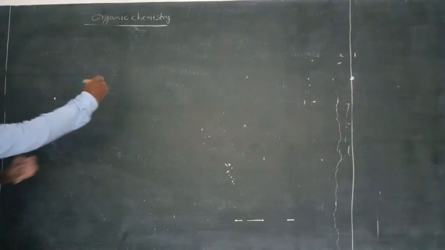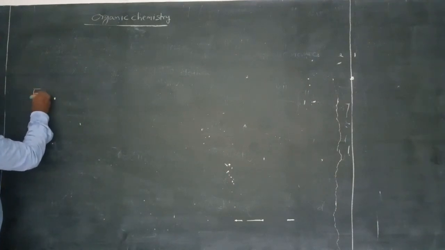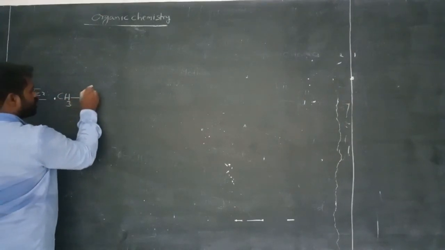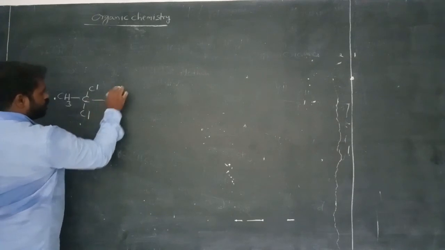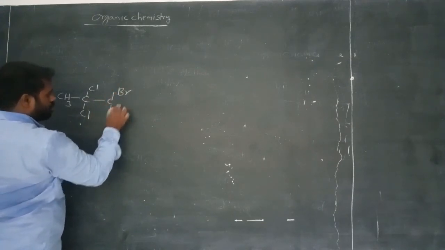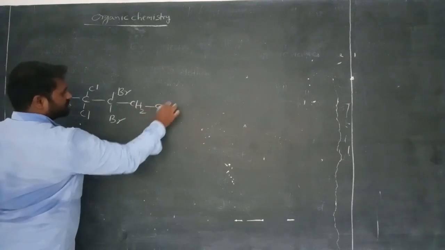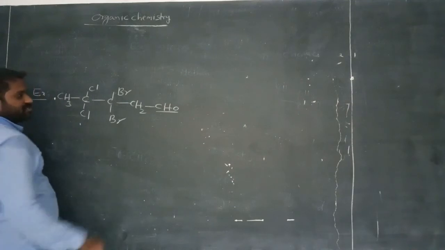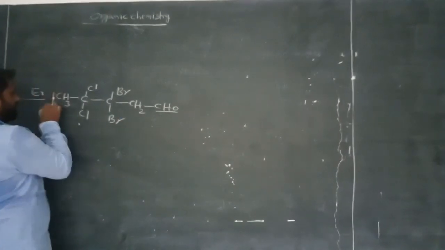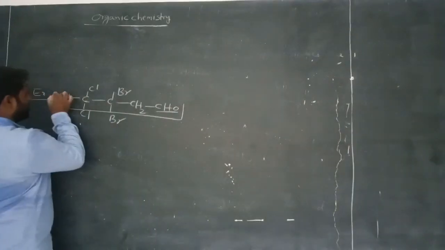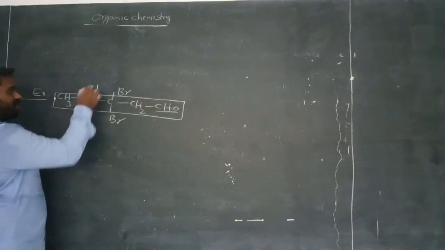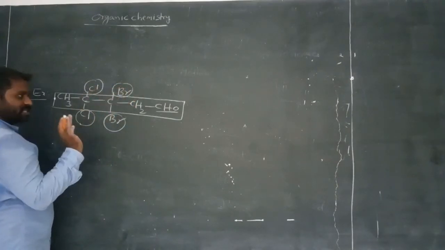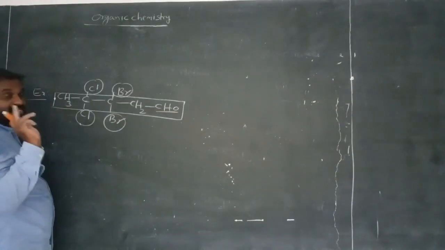Write one more example. Aldehyde. First we have to identify what the main functional group is. Aldehyde. Clear? So first we have to select the longest carbon chain. This is the longest carbon chain. Am I right? Okay, students. Now what about this? These two are halogens. Am I right? These two are chlorines. These are bromines. Both are halogens. Halogens always act as substituents. Already we discussed that.